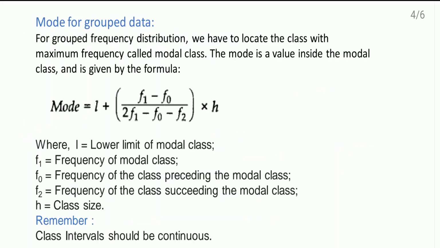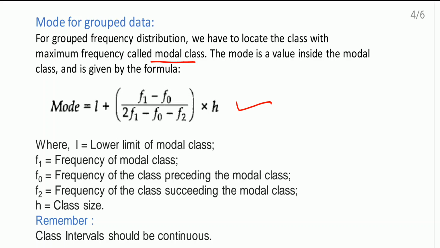Fine. Now let us see mode for grouped data. Now the data is large. In that case, how to find the mode? For a grouped frequency distribution, we have to locate the class with maximum frequency. First, they will give you the table. In that, you need to find which class interval or group has the maximum frequency. That class is called the modal class.